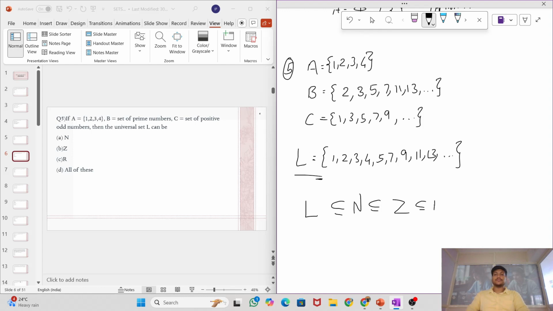And now here we have R. R is the larger set. It contains natural numbers, integers, rational numbers, everything. So if L is the bare minimum condition for a set to be a universal set and it is a subset of natural numbers, I can call natural numbers our universal set. Natural numbers are a subset of integers, so I can call integers our universal set. Integers are a subset of real numbers, I can call it a universal set as well. So I can see that N, Z and R, all the 3 sets could be the universal set. That means that all of these are the correct answer. That means option D. I hope you understood how all of these are the correct answer.